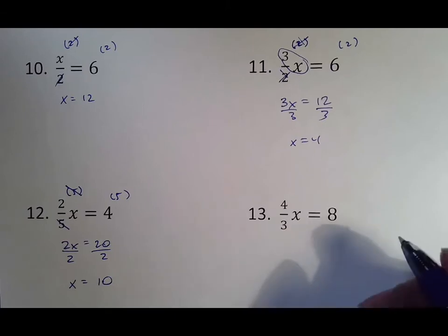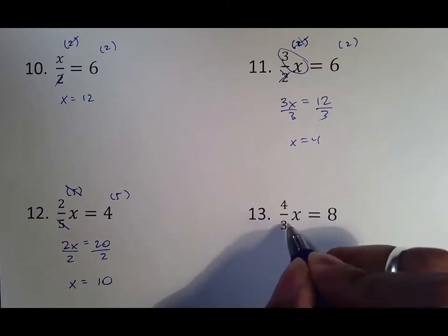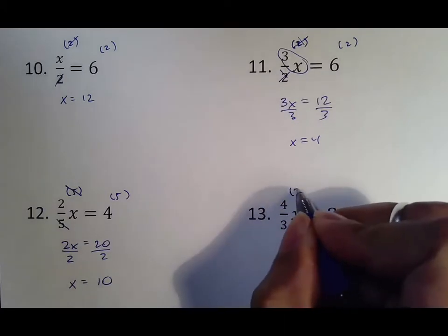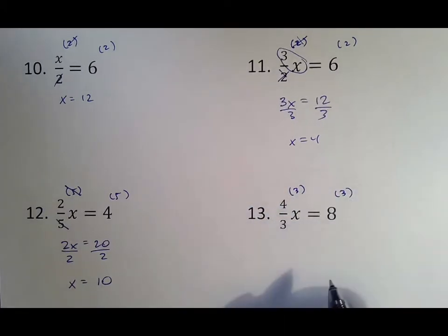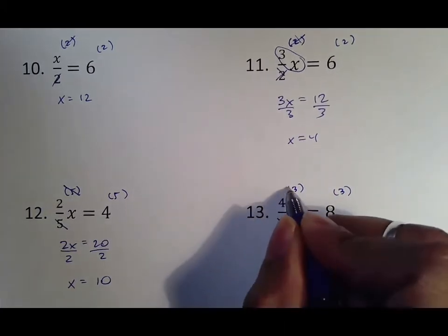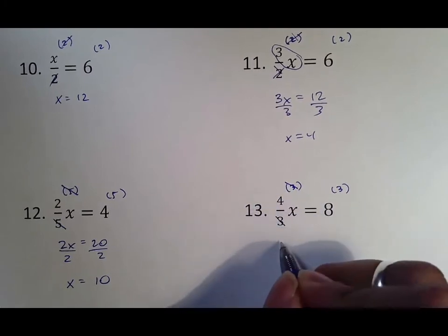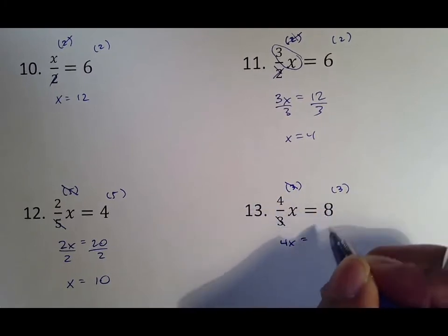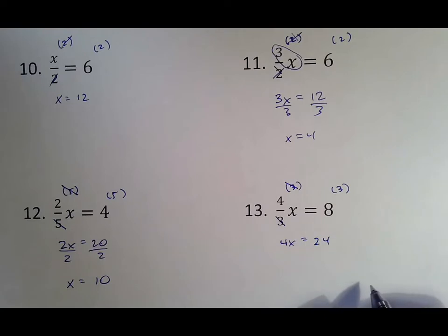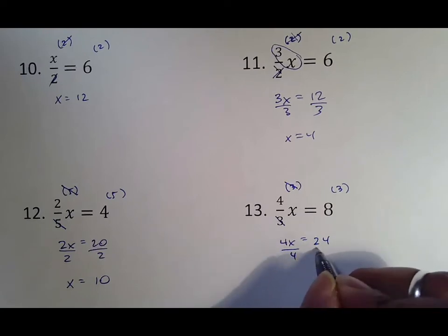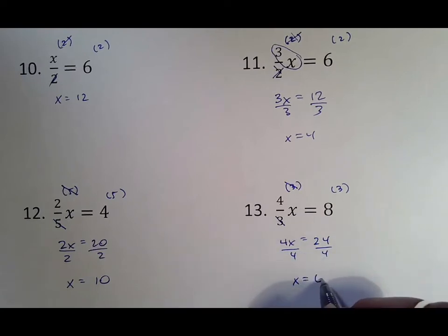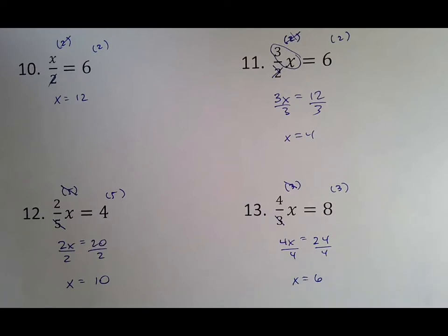Same thing on the 4/3, x equals 8. Again, once you see this, think get rid of the bottom number first by multiplying by whatever is on the bottom. That's going to cause these 2 things to go away, bringing down 4 and x, 8 times 3 being 24. And then after that, we're going to divide by the 4, getting x equals 6.